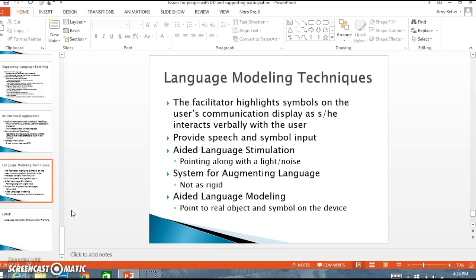The first strategy is called aided language stimulation, and this one is the most rigid of the three, and this is when you are going to be pointing to the symbols on the screen, and you're also going to be either shining a light like a red laser pointer, or making a clicking sound in the palm of your hand when you touch the button, or some sort of feedback to really grab your individual's attention that this is what they need to be looking at and doing.